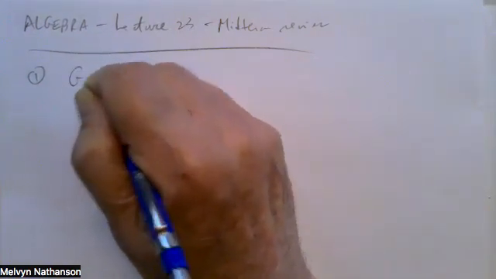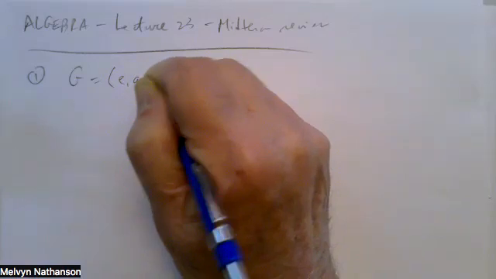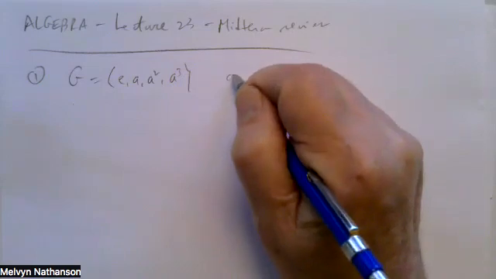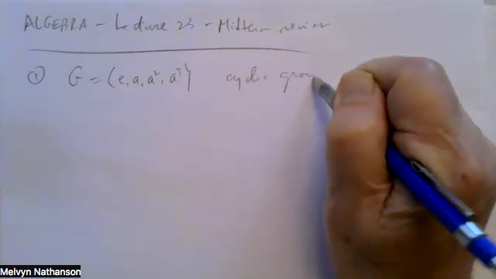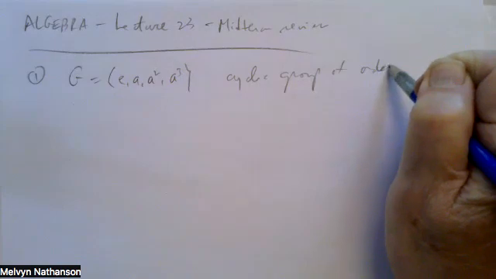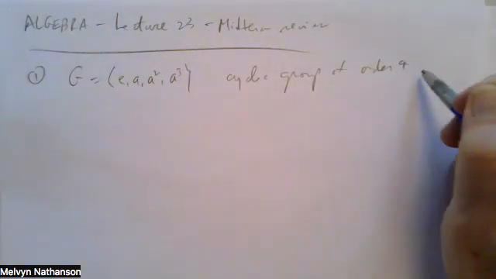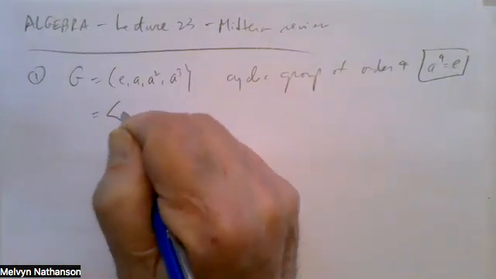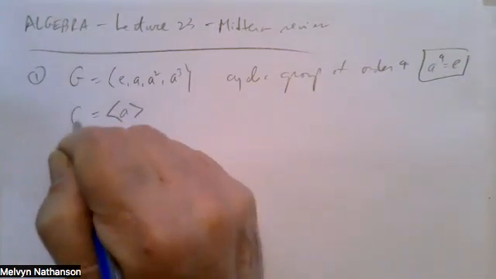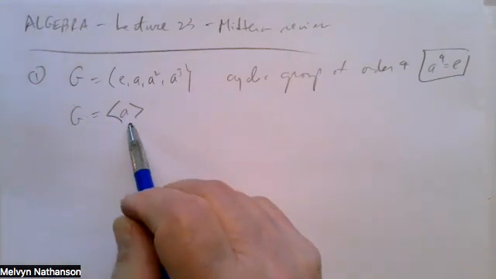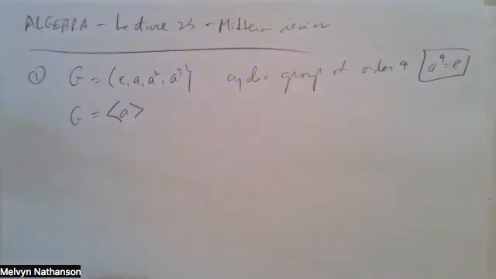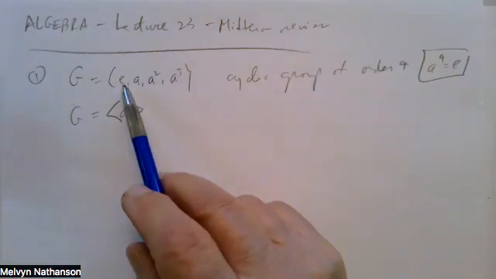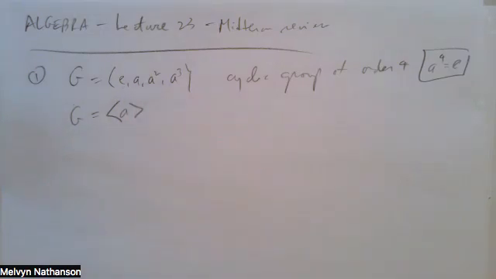So suppose G is a group which consists of four elements. This is a cyclic group of order 4. So a to the fourth is going to be the identity. We sometimes write this as A with brackets around it. This means the cyclic group generated by A. It's the set of all powers of A. But if A to the fourth is equal to E, then these are the only distinct powers.